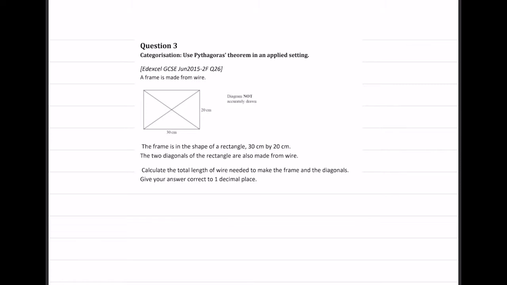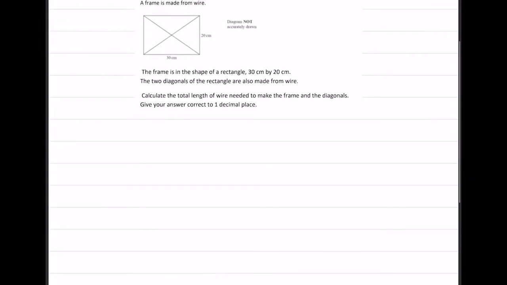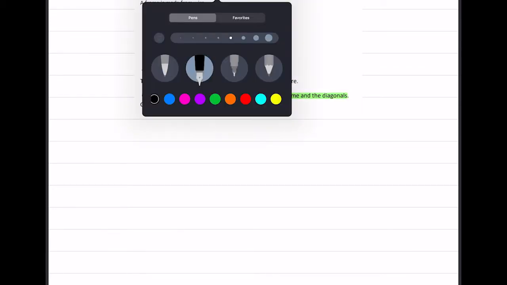The next question says that a frame is made from wire. The frame is in the shape of a rectangle, 30 centimeters by 20 centimeters. The 2 diagonals of the rectangle are also made from wire. The question says calculate the total length of wire needed to make the frame and the diagonals. Give your answer correct to 1 decimal place.